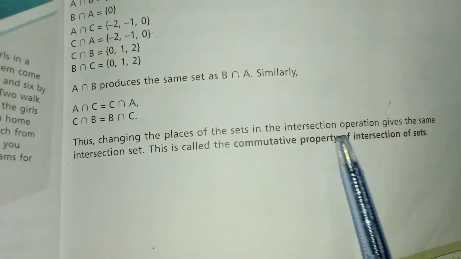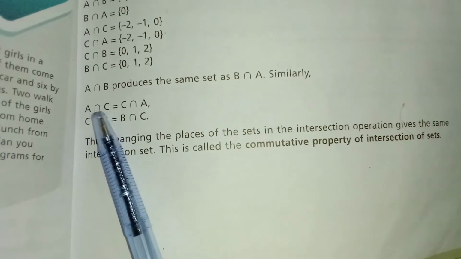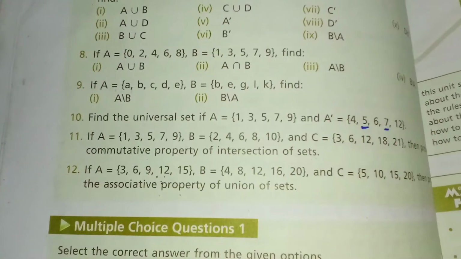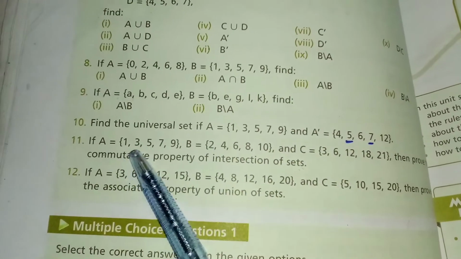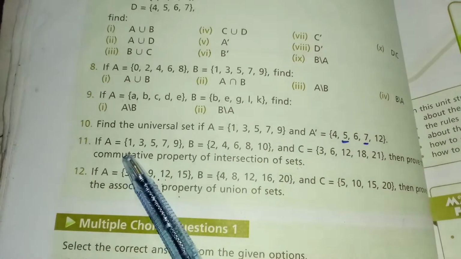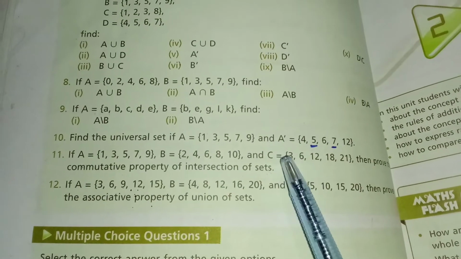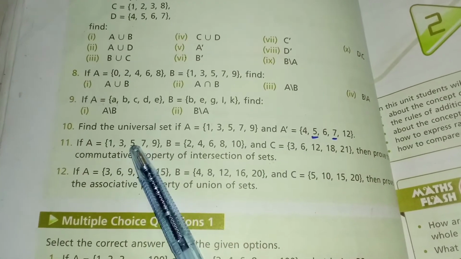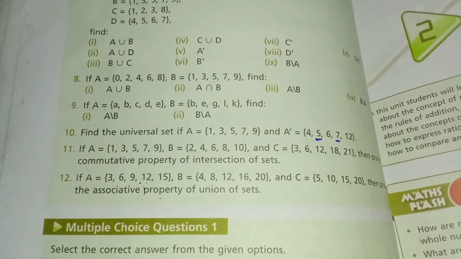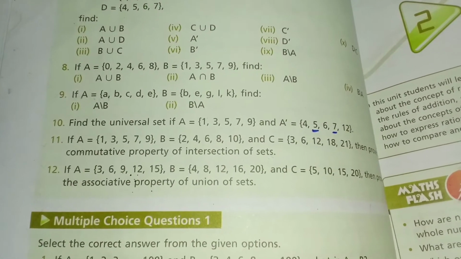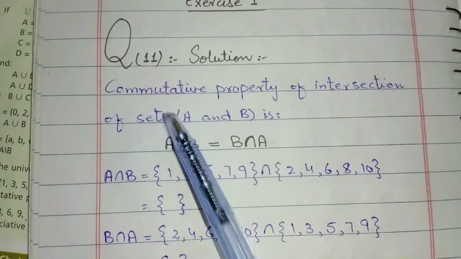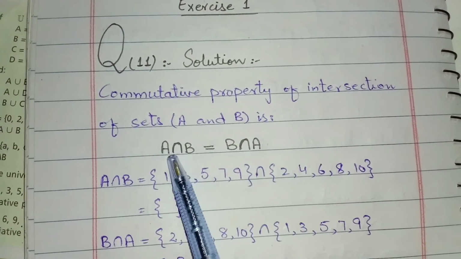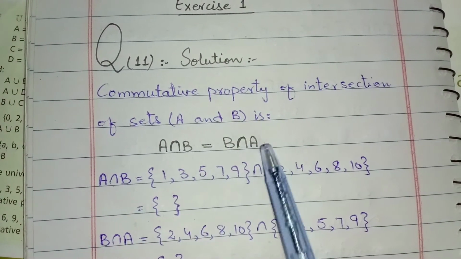So the commutative property of intersection of sets is A intersection C is equal to C intersection A, means we have to find A intersection B and then B intersection A, then B intersection C, then C intersection B, then A intersection C and C intersection A, then they give equal answers, like A intersection B is always equal to B intersection A. Now we have to prove it. The commutative property of intersection of sets A and B is A intersection B is equal to B intersection A. So we have to prove it.